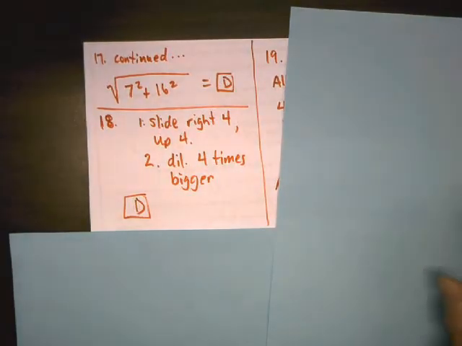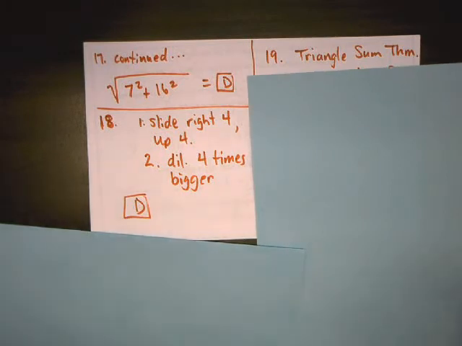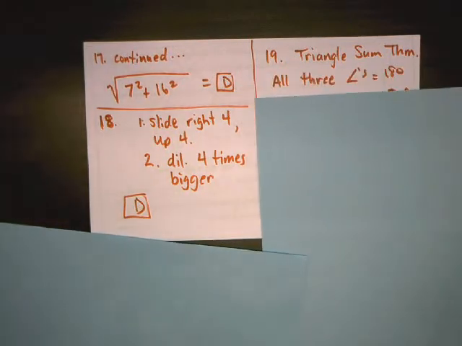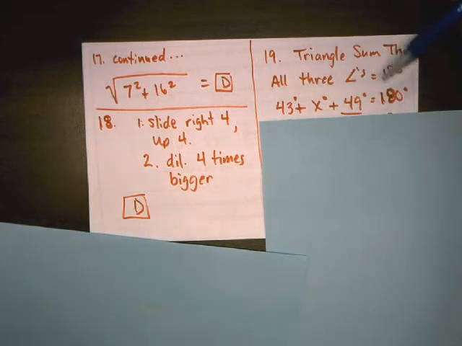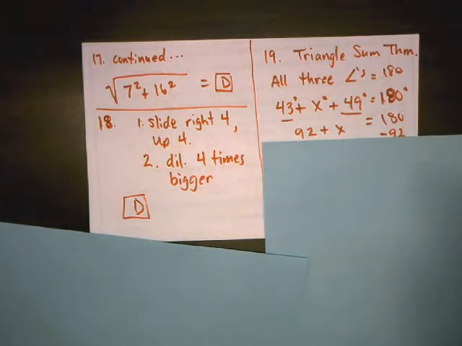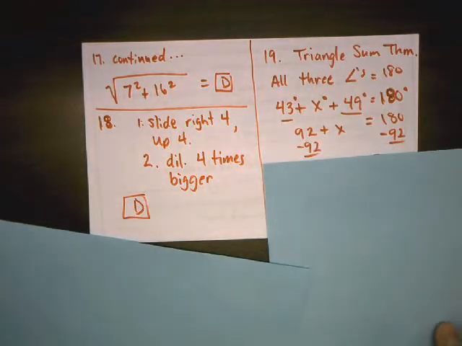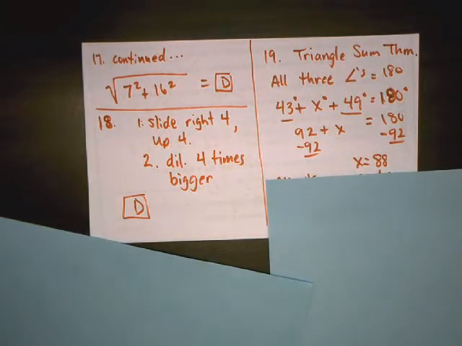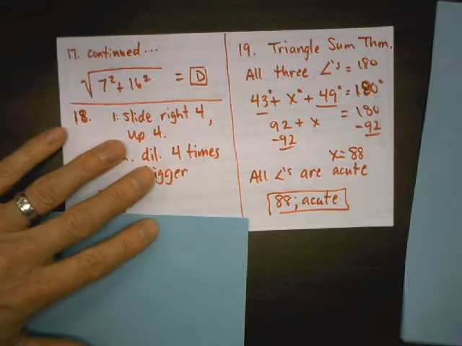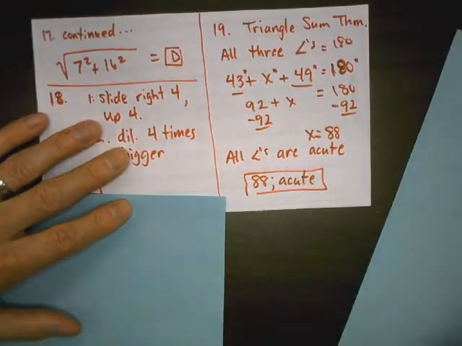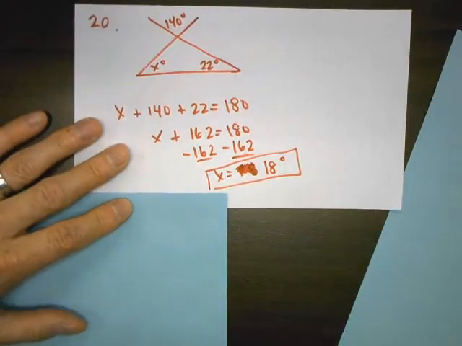And we're looking at 19. 19, we have a triangle. What's true about all triangles is that if I add all the angles up, they always equal 180. That's called the Triangle Sum Theorem. So one of my angles is 43. The other one's x. The other one's 49. Together, add them up, should equal 180. So if I've got to figure out what x is, I just solve this equation. Combine my like terms, isolate the variable, and I see that the missing angle is 88 degrees. But now we have to classify this triangle. Well, if I have a triangle where all of the angles are acute, that's called an acute triangle. So there's my answer for 19.